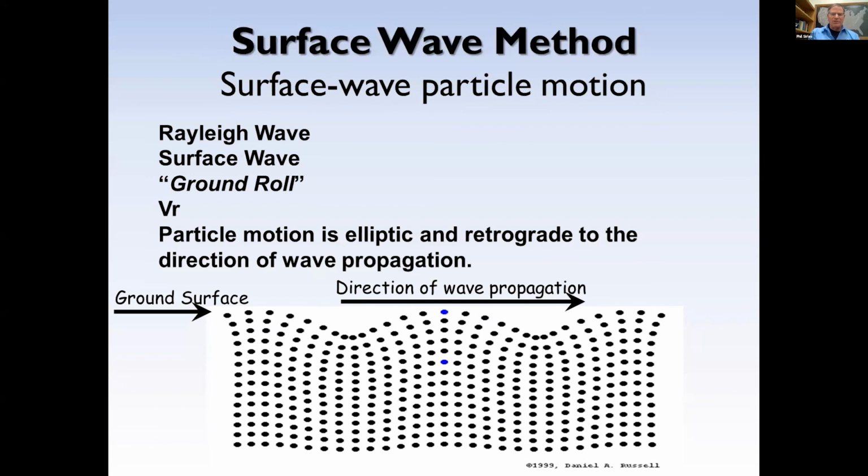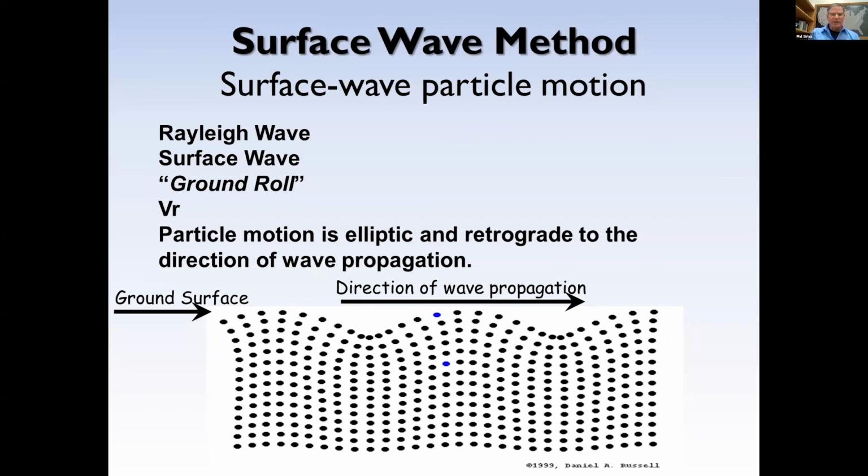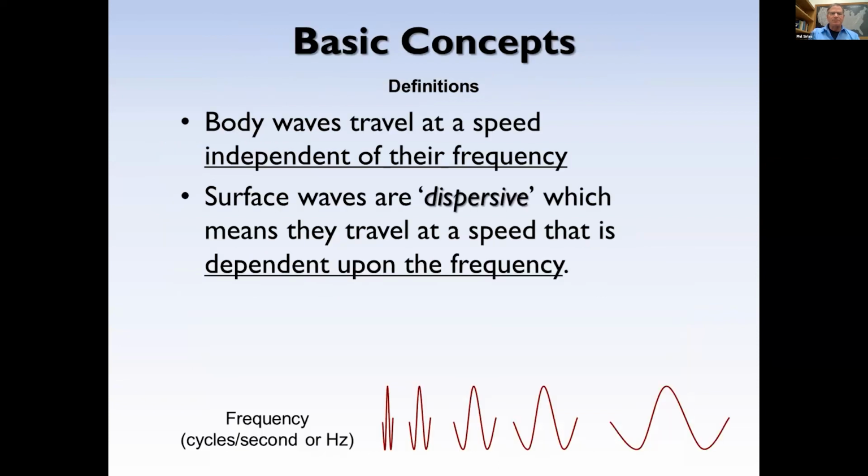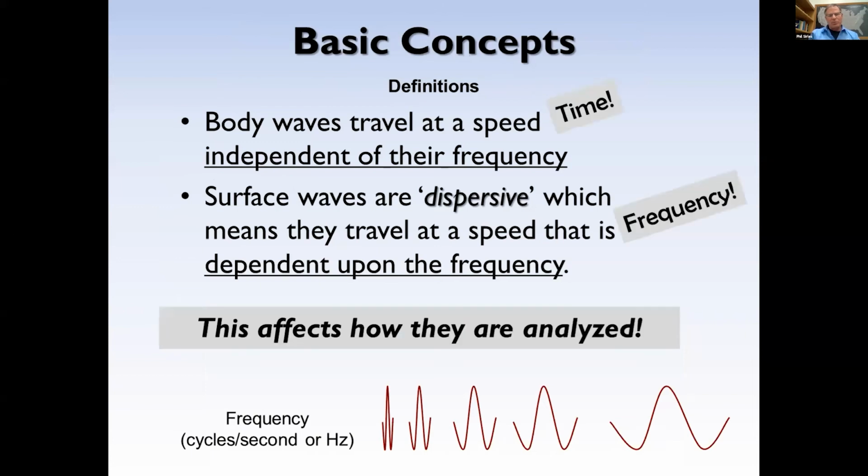And its particle motion is elliptic and retrograde to its direction of propagation. Body waves travel at a speed that's independent of their frequency. That's an important piece. And surface waves are dispersive, and what that means is as they travel through the earth, their speed is dependent on the frequency of that wave.